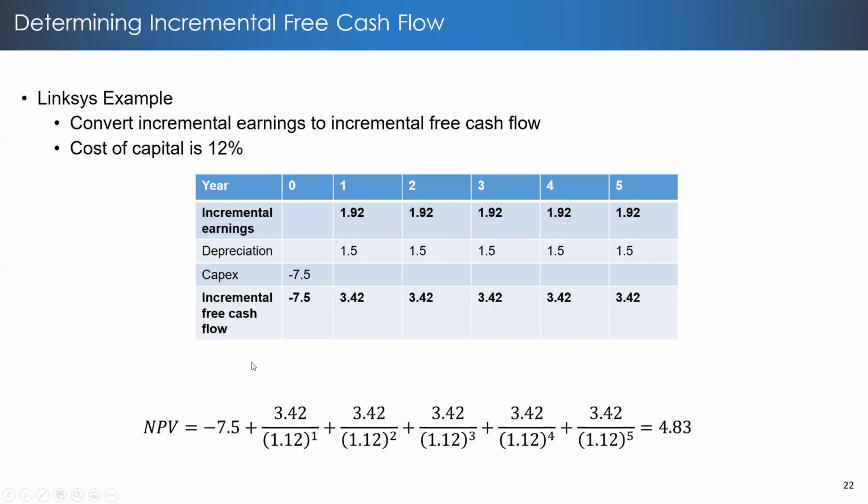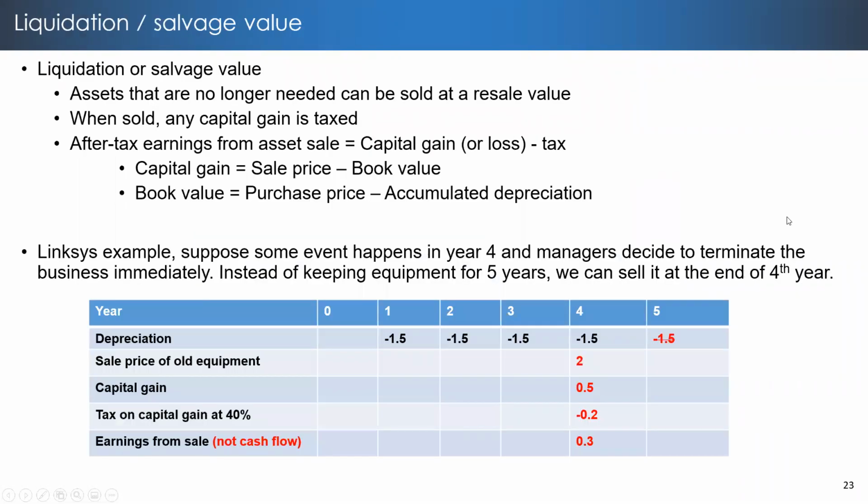So if we know this, then our net present value should just be plugging those cash flow numbers into our net present value formula, which will look something like this. And if we assume a discount rate, or right here, a cost of capital of 12%, then the net present value will be 4.83. So this is how we determine free cash flow, and then determine the net present value.